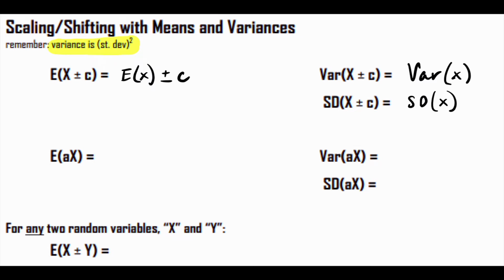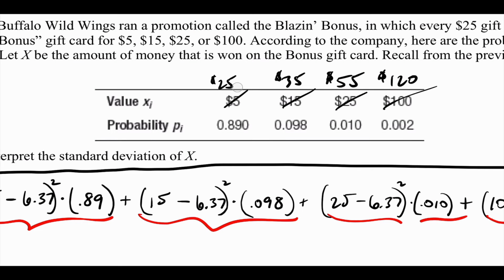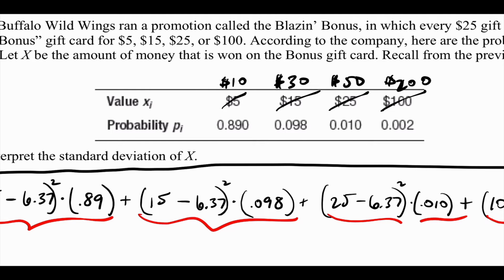Okay, so the next one, the a in front of the x. That's the same question, but doing this instead. Instead of adding $20 to it all, let's say they multiplied everything by 2. They doubled all of the prizes. What do you think the new average would do? If I doubled all of the prizes, it would double as well, right?